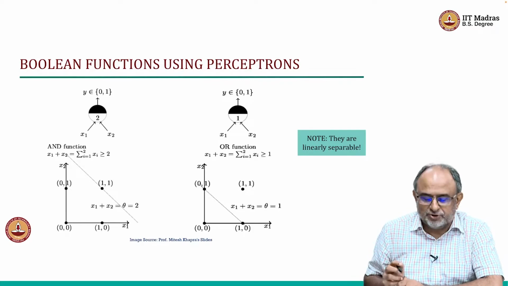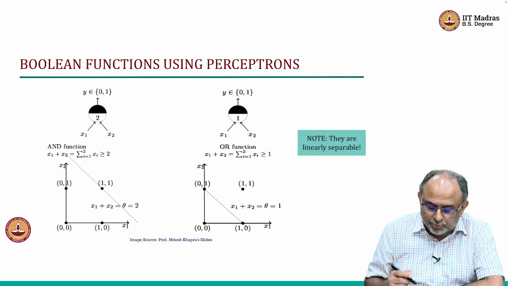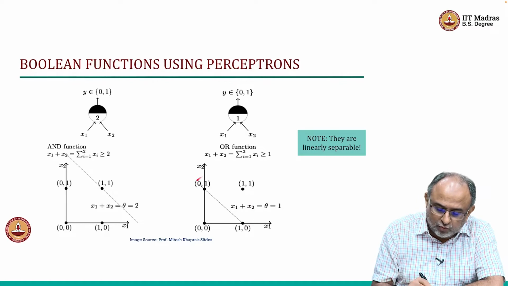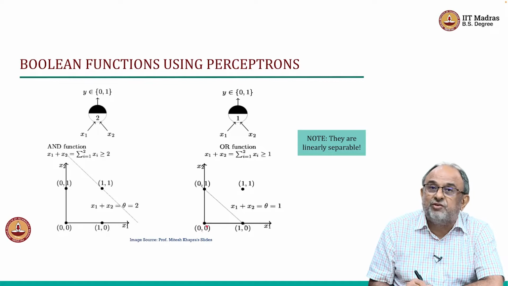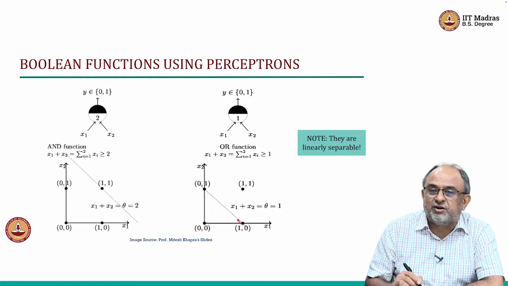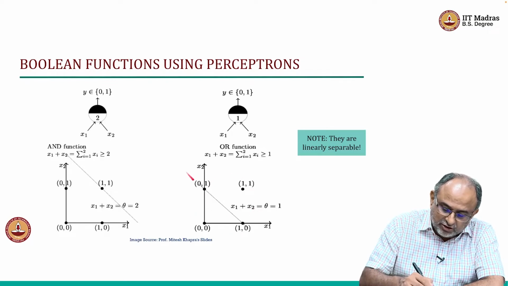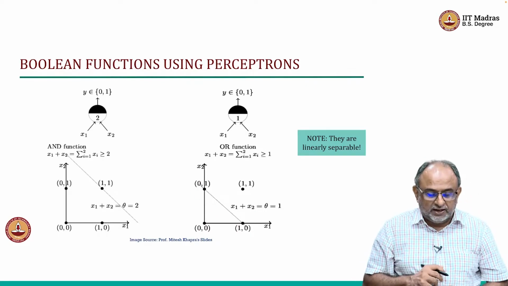OR function is the opposite, right? As long as even one of the two inputs is 1, I'm always going to output 1. So 1 and 0 will give you 1, 1 and 1 will give you 1, 0 and 1 will give you 1, and 0 and 0 will always give you 0. So now this is the odd one out. This will always give you an output of 0. The other 3 always give you an output of 1. So these 3 belong to one class, and this belongs to the other class, and again you can see I can put a line to separate the two classes. Okay, so that is the basic idea here.